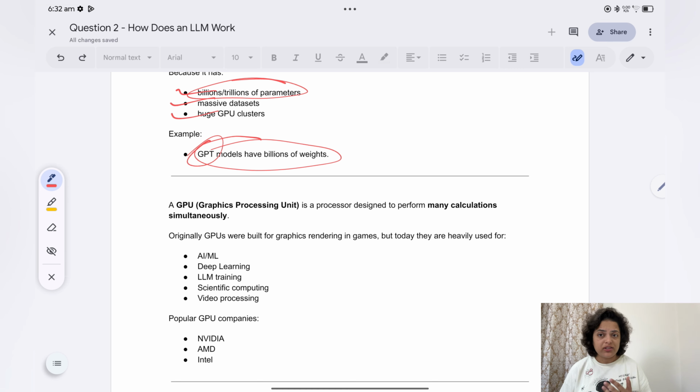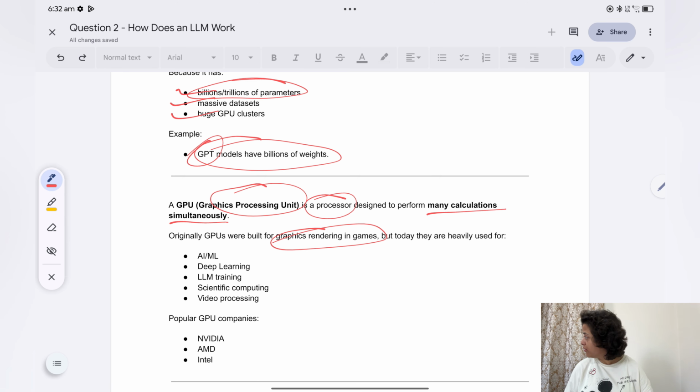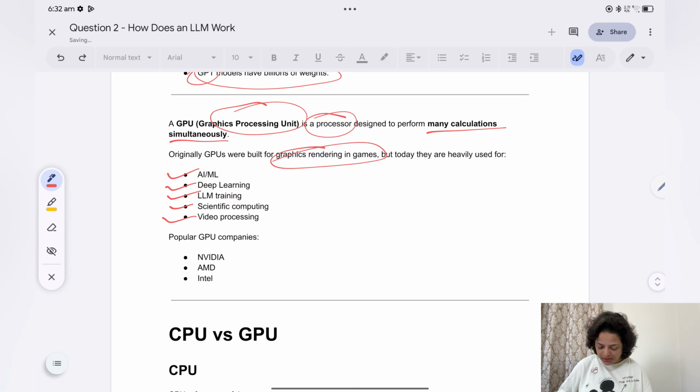Now what is a GPU? First let's talk about the GPU. There are two things, CPU and GPU. GPU is the graphics processing unit. It is a processor assigned to perform mainly calculations simultaneously. Originally GPUs were built for graphics rendering in games, but today they are heavily used for AI, ML, deep learning, LLM training, scientific computing, and video processing. Popular GPU companies are Nvidia, AMD, and Intel.